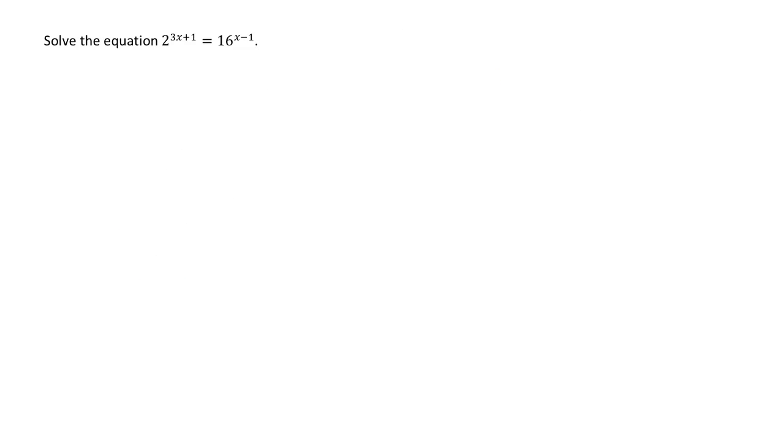So let's use this idea to solve the equation 2 to the 3x plus 1 is equal to 16 to the x minus 1. What value of x, if any, makes this thing true? So the trouble is that the base on the left is 2, the base on the right is 16, and those are not the same. But as we just saw, you can write 16 as 2 to the power of 4. So I'm going to replace this 16 with 2 to the 4th and see what happens. On the left, I'm going to leave that alone, but on the right, I'm going to write 2 to the 4th instead of 16.